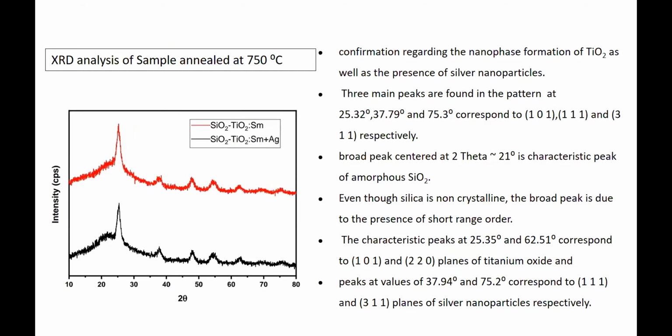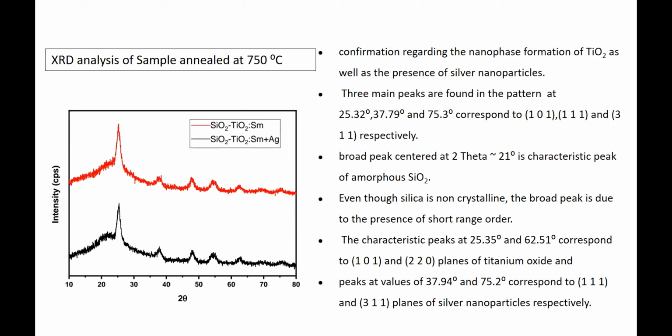The structural characterization was done exploring XRD, TEM, and FTIR. The XRD analysis of the sample annealed at 750 degrees Celsius is given; the red colored peaks show the SiO2 and TiO2 sample doped with samarium ions alone, and the other one is SiO2, TiO2 with samarium and silver. The confirmation of the TiO2 nanophase as well as the silver nanoparticle is done in XRD.